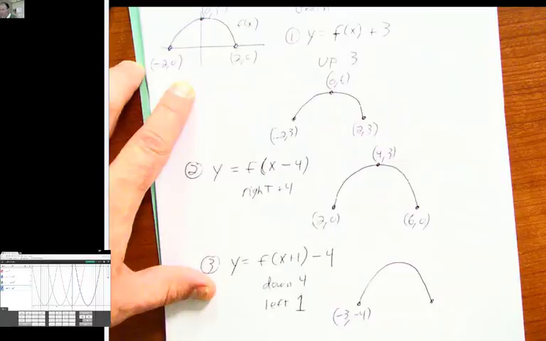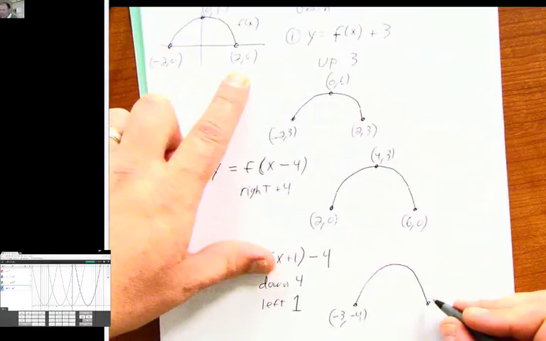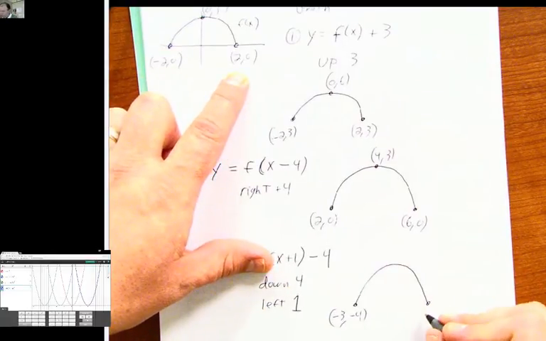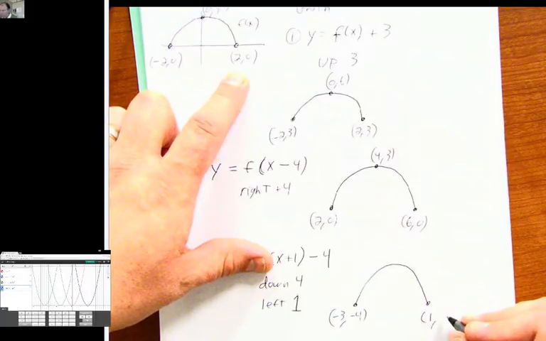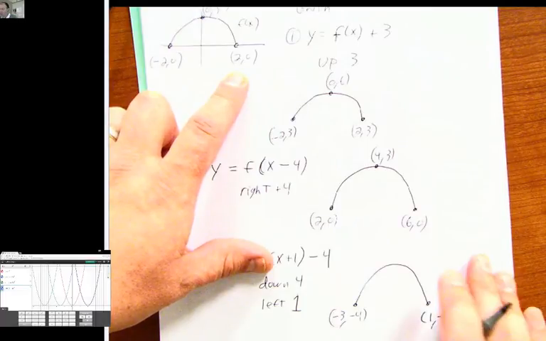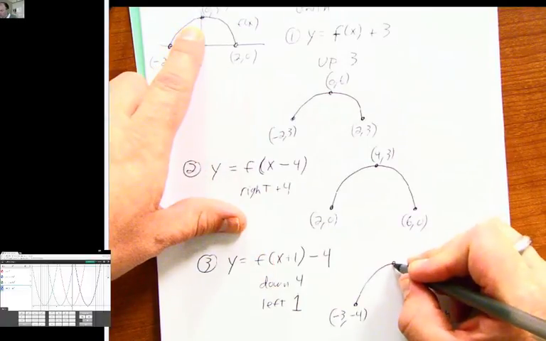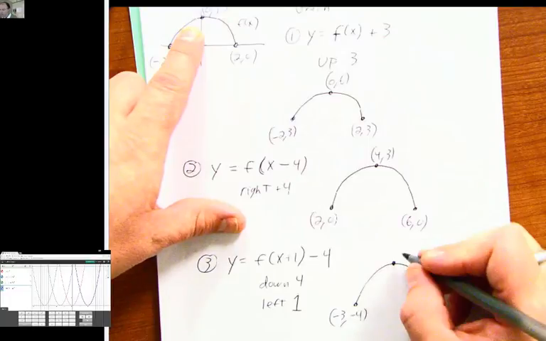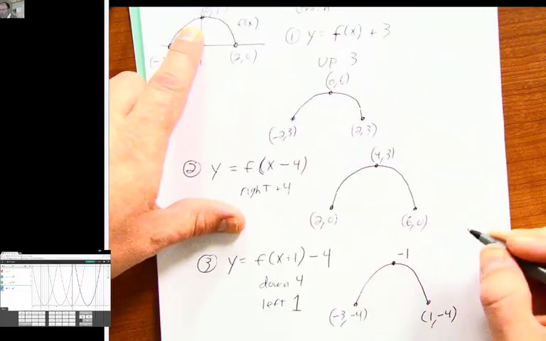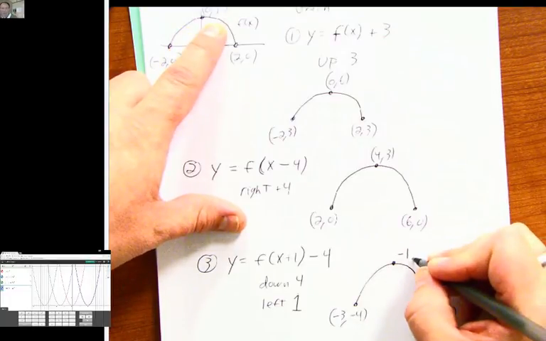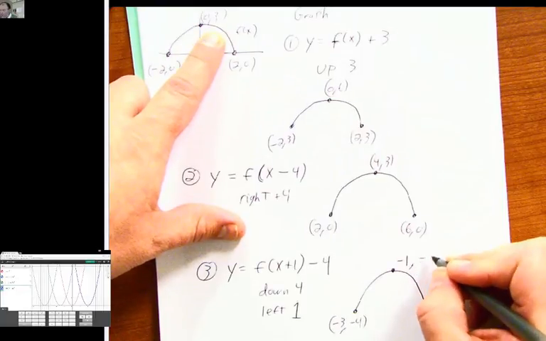From 2, 0, if you went left 1 that would give you an x coordinate of 1. If you went down 4, it would become minus 4. Up here at the top, the 0, 3. If you went left 1 from the 0, it would be at negative 1. And then if you went down 4 from positive 3, it would be at negative 1.